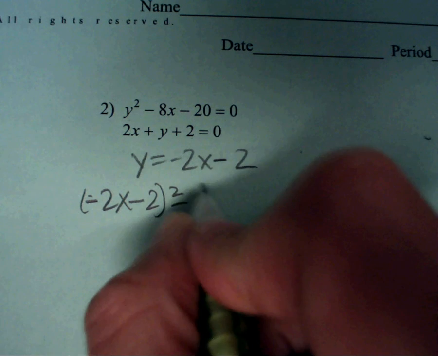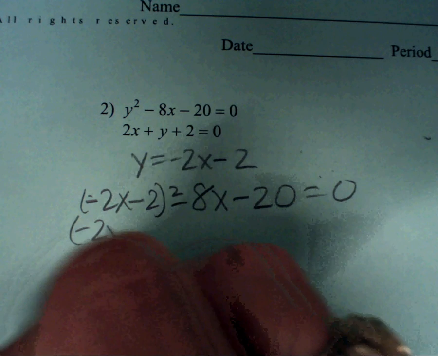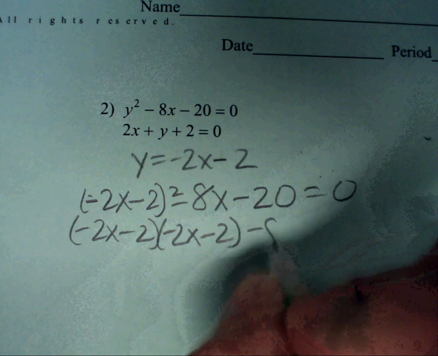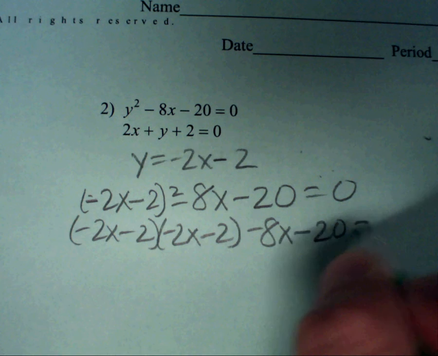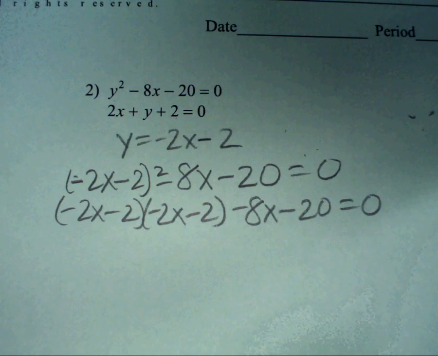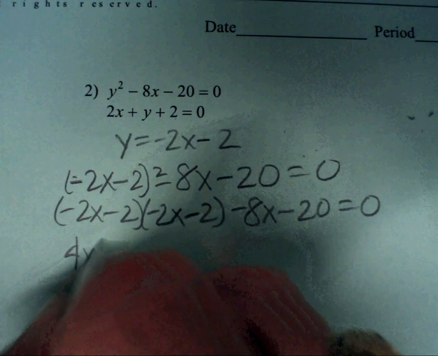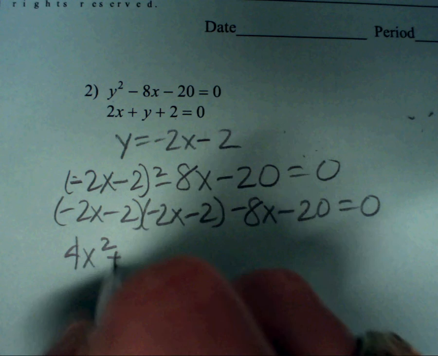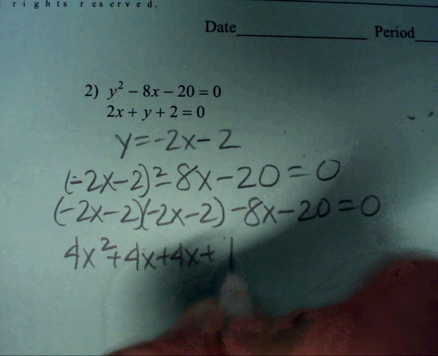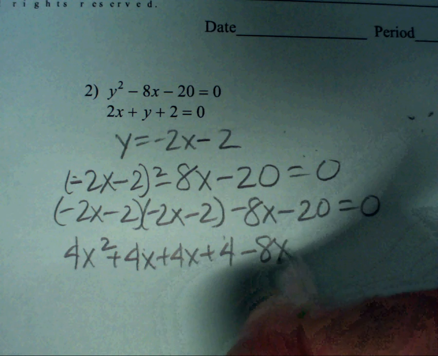Now remember, if you did not do it this way and you chose to do it a different way, then it still should work out as long as you don't make any careless mistakes. The way you don't make careless mistakes is by not being distracted, checking over your work, knowing how to deal with negatives and positives. And so I'm going to multiply this out. So this is 4x squared plus 4x plus 4x plus 4 and minus 8x minus 20.